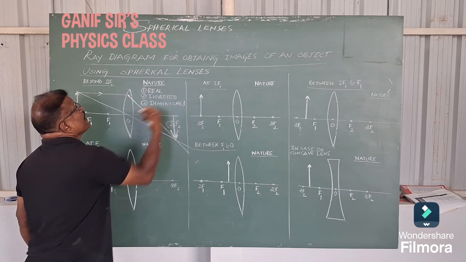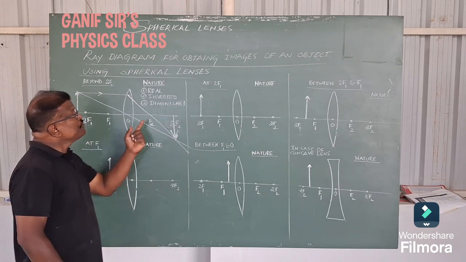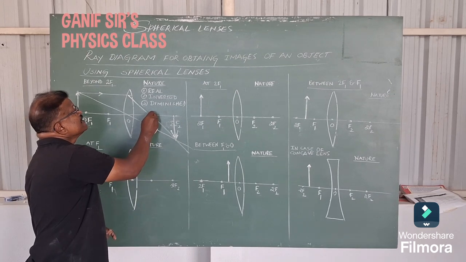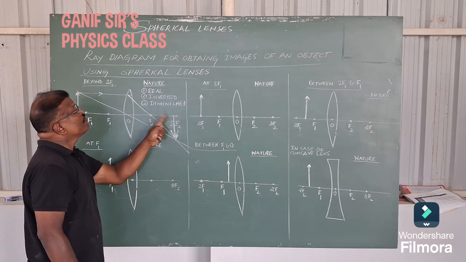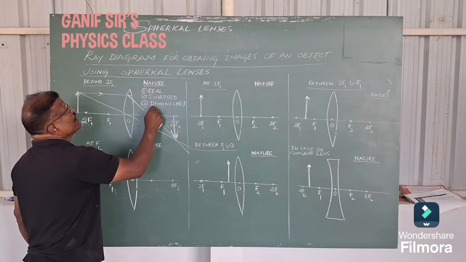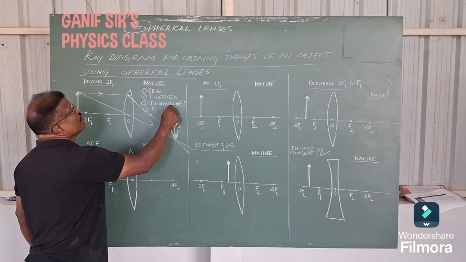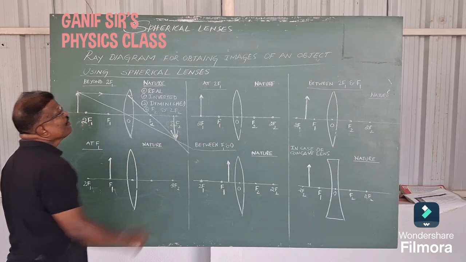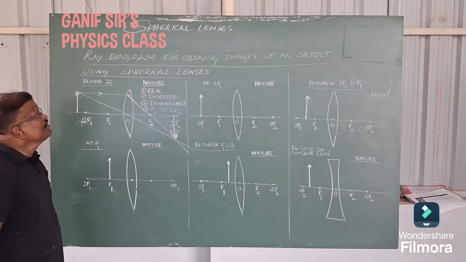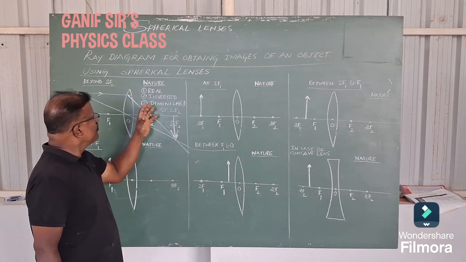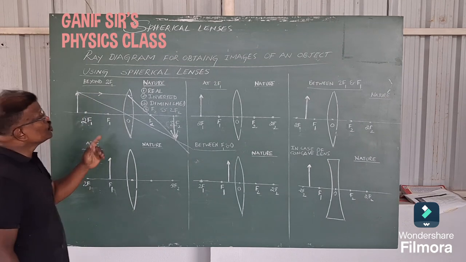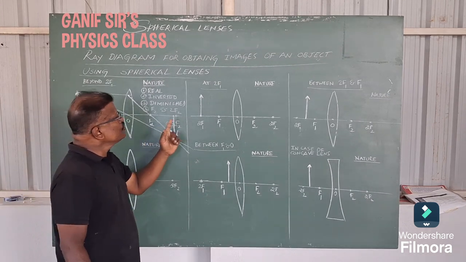Okay, and next, now regarding the position of the image. The position of the image, it lies in between what? Between F2 and 2F2. Okay, these are the four things which we have to know about the object placed beyond what? 2F1.